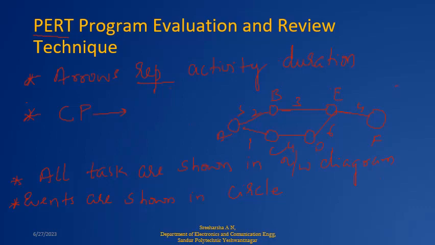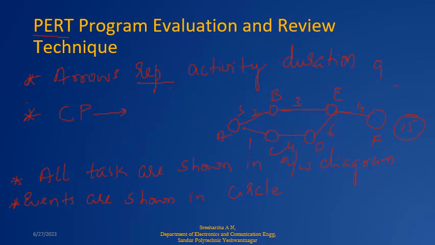So what we are doing? What is the time consumed in this path? That is A to B, B to E, E to F. So that is 2 plus 3, 5, 5 plus 4, 9. So 9 is this one here. Then what is the time taken to the other path? That is A to C, C to D, D to F. So that is 4 plus 1, 5, 5 plus 6, 11, 11 plus 4, 15.